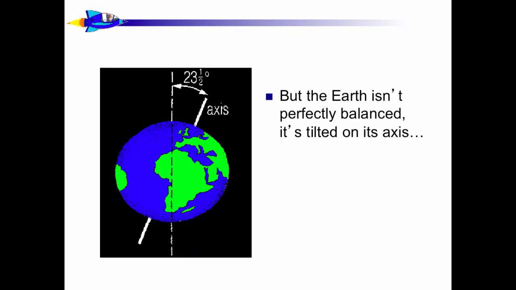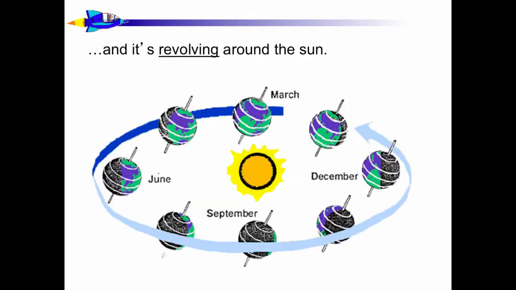But we know that's not the case. The Earth isn't perfectly balanced on its axis. It is tilted at 23.5 degrees. Because of this tilt, we have seasons, and our days and nights change with the seasons.